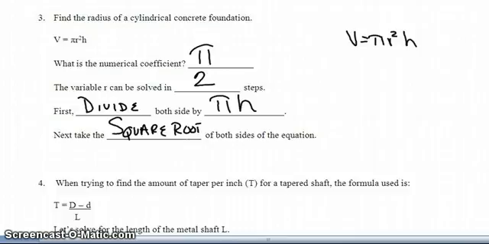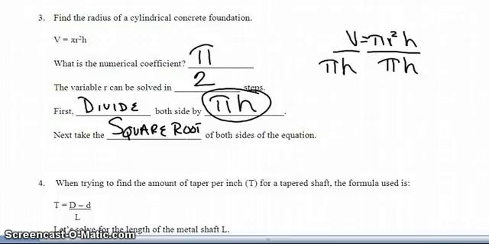My first step, I said to divide both sides by pi h. So to do that, I just divide by pi h, divide by pi h. On the right side, pi divided by pi is 1. H divided by h is 1, so they drop out, leaving me with v over pi h equals r squared.